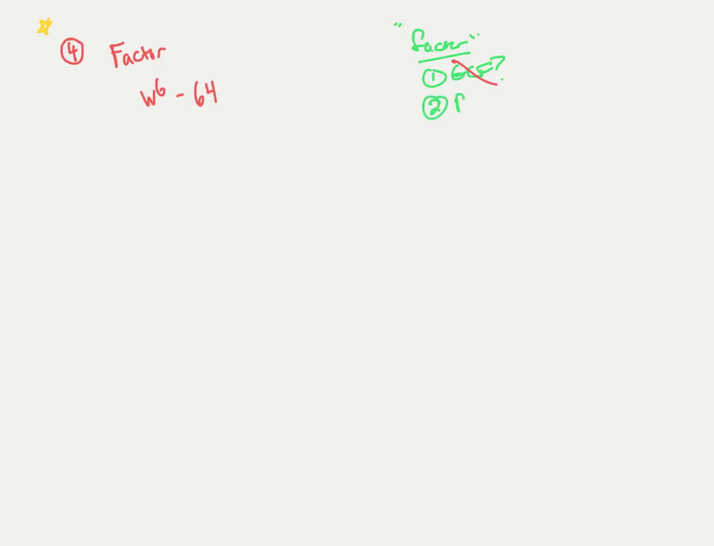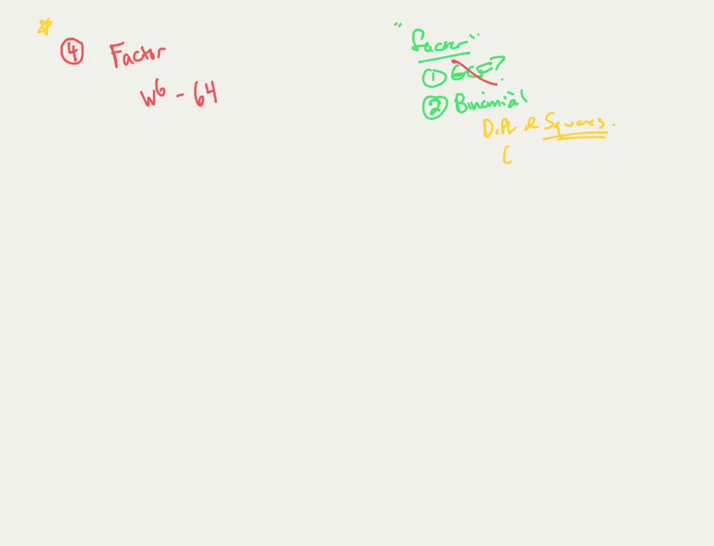Second, it's a binomial. Again, like a lot of these will be in 4.7. And is it difference of squares? Is it difference of cubes? That's where the star on this problem comes in, because it is difference of squares. W to the 6th is a square. 64 is also a square, the square of 8. But w to the 6th is a cube, and 64 is a cube also. So this could be difference of squares, could be difference of cubes. I would recommend that you start with difference of squares, and then we'll work it out from there.